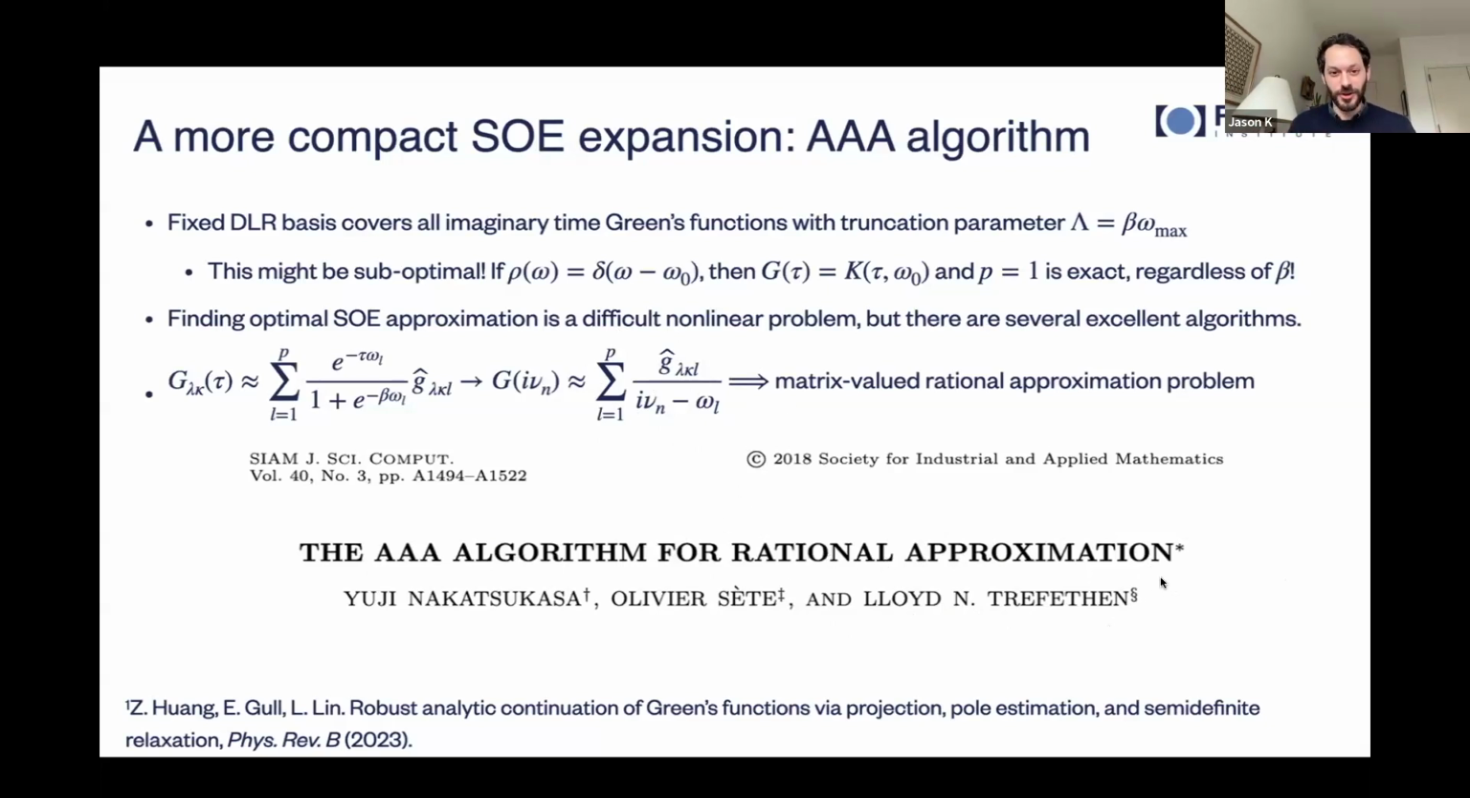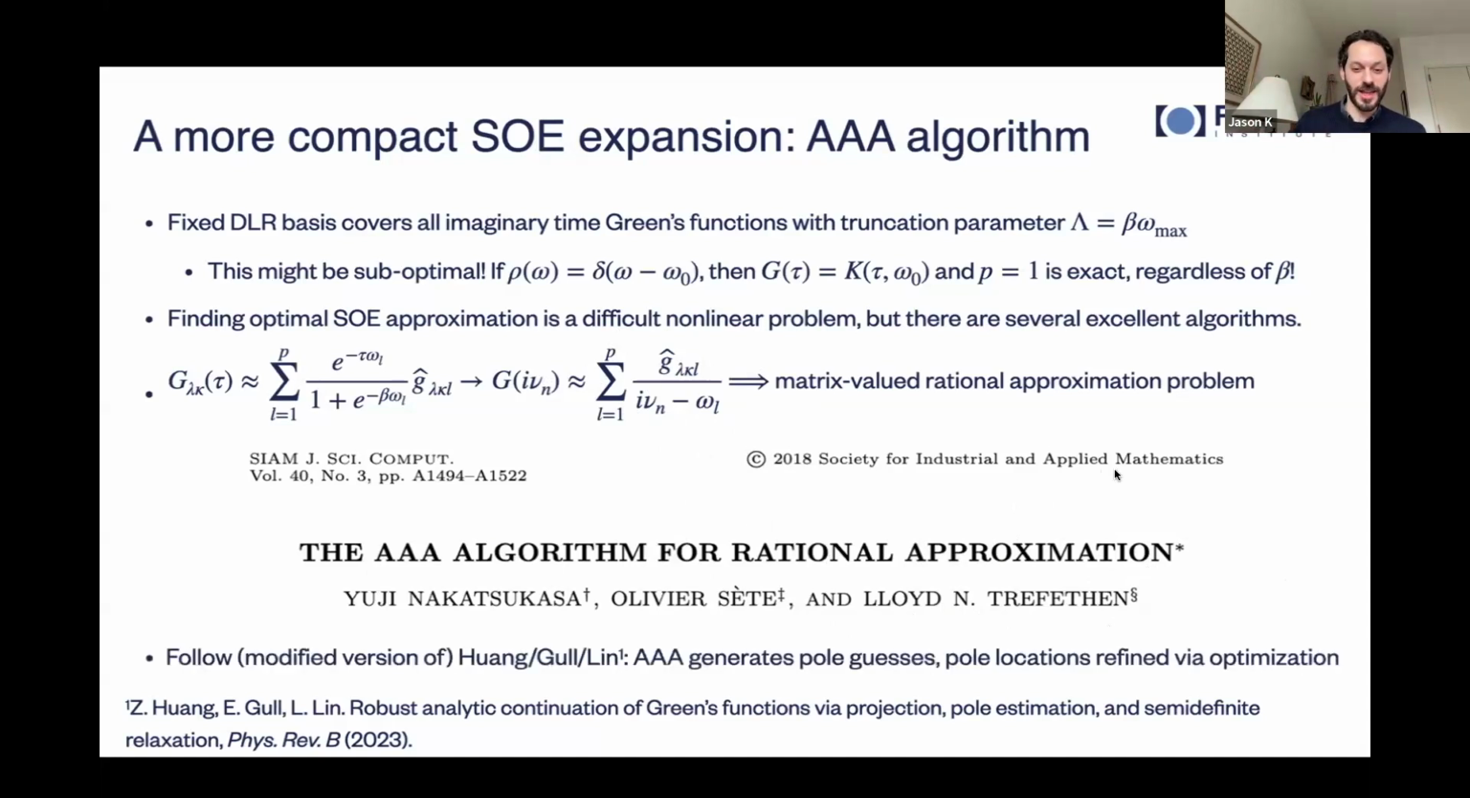It's a greedy algorithm that uses a formula called the barycentric interpolation formula to generate a good guess of what this should be. So I can go into that more if there are questions. We actually follow this work, which uses AAA to generate pole guesses, and then uses a little bit of optimization on top of that to wiggle around the pole locations and get an even more optimal expansion. So that's what we use in the end.